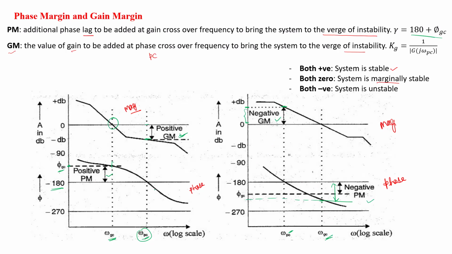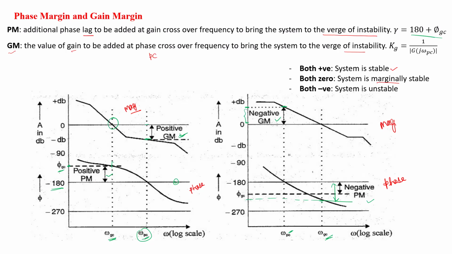So in the case of phase margin, the reference is minus 180 degrees. In the case of gain margin, the reference is 0 dB. For gain margin, if the point is above the magnitude plot, it is positive; below, it is negative. For phase margin, above minus 180 degrees is positive and below is negative. So this is the importance of phase margin and gain margin.